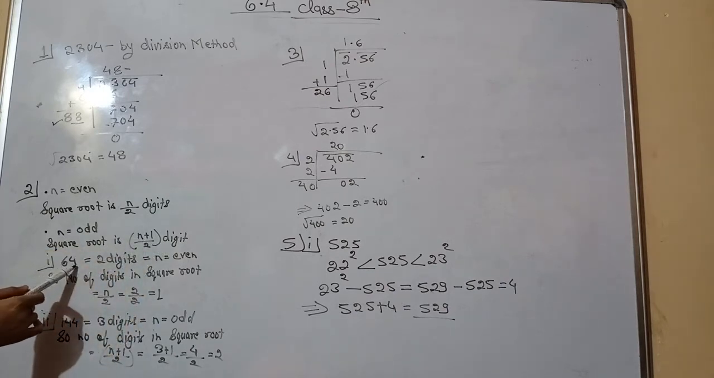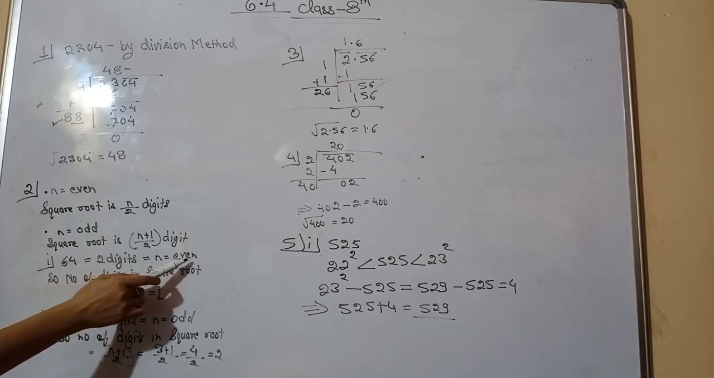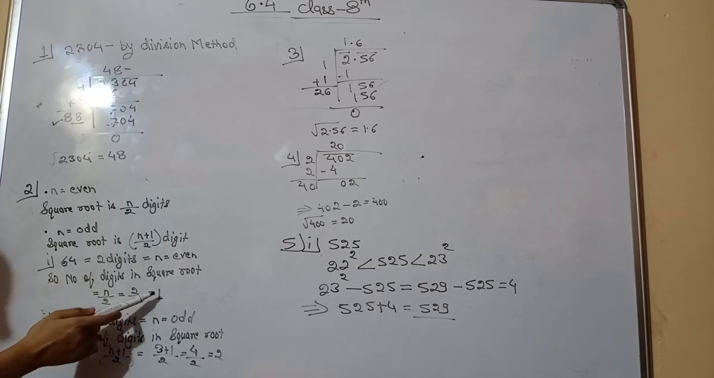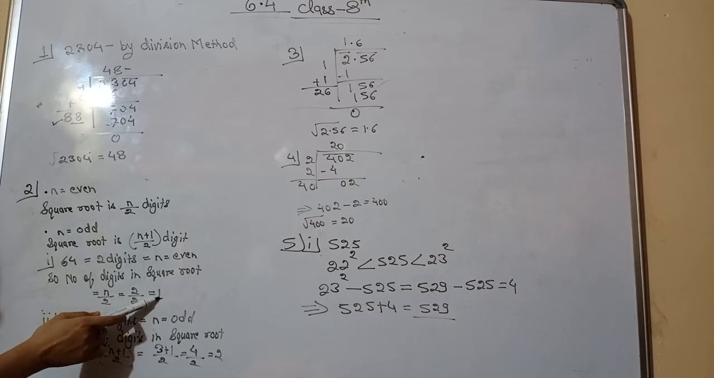Now 64 is a number and we have to find how many digits are there in the square root of 64. We know that 8 eights are 64. So the square root of 64 is 8, which is a one digit number. So 6 and 4, how many total digits? 1 and 2, so 2 digits total, and 2 means even. So n is even, so we will apply the formula n by 2. Total number of digits is 2, so 2 by 2 gives us 1. And we know that the square root of 64 is 8, which is a one digit number.